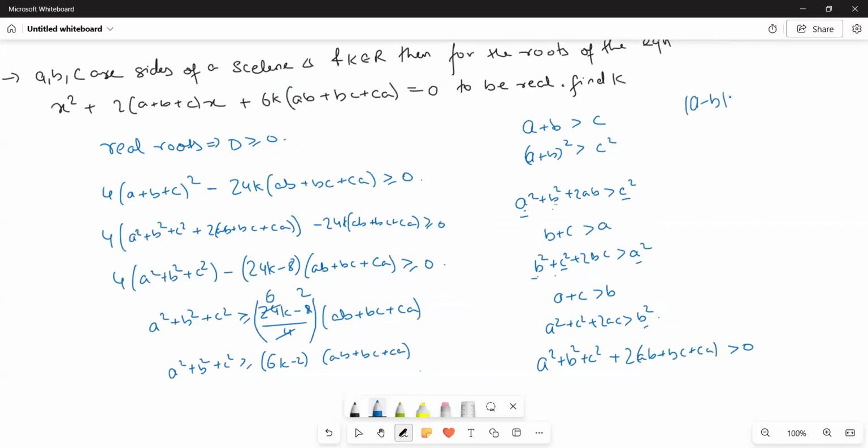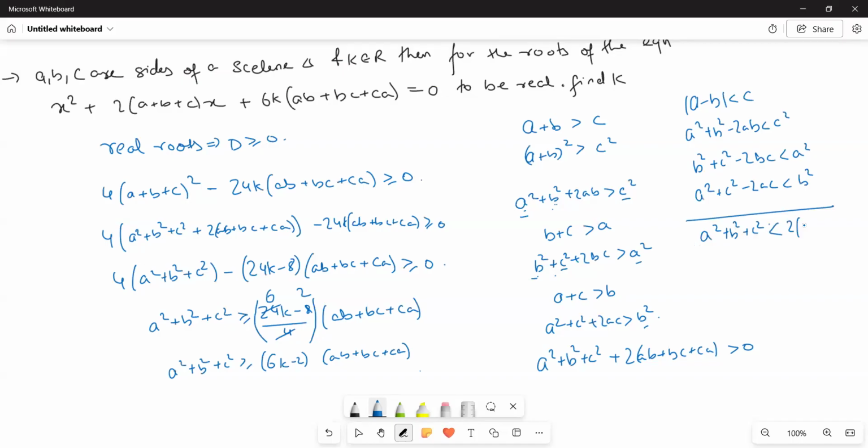A minus B is less than C. A square plus B square minus 2AB is less than C square. Similarly, B square plus C square minus 2BC is less than A square. And A square plus C square minus 2AC is less than B square. If we add these, what will come? Adding them gives A square plus B square plus C square minus 2AB, is less than twice of AB plus BC plus CA.